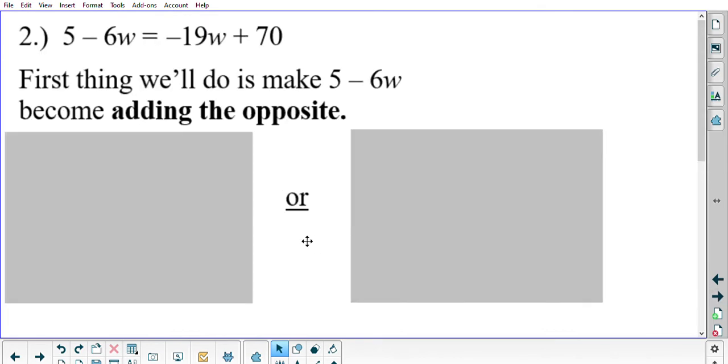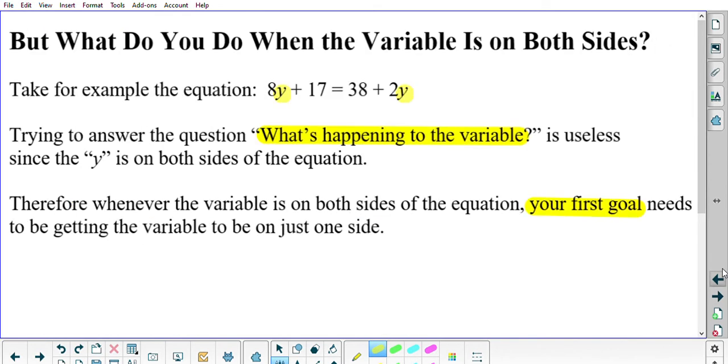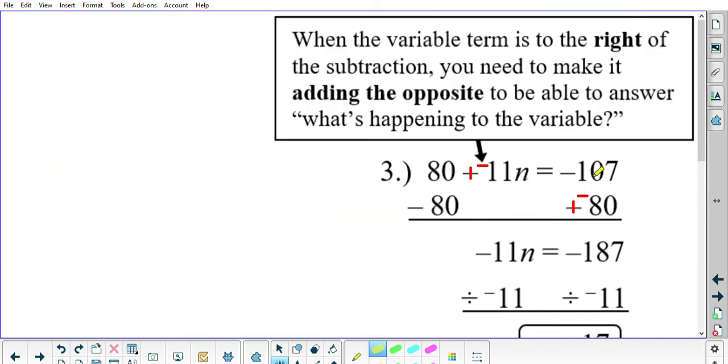Problem number 2. 5 minus 6w equals negative 19w plus 70. Since we have on this problem the unique situation that I was talking about way early on in these guided notes, if I can refresh your memory going back here on your guided notes, whenever we have a variable term to the right of a minus, we make it adding the opposite right away.